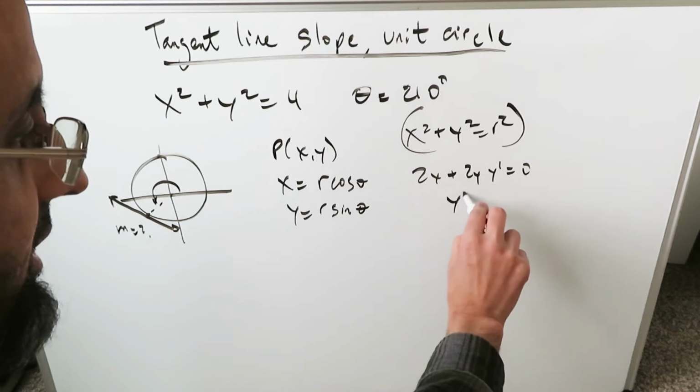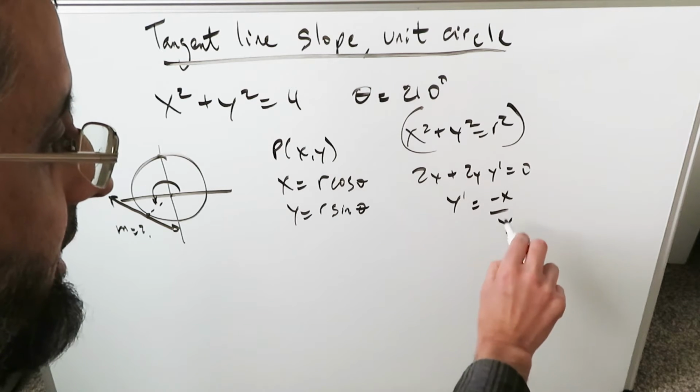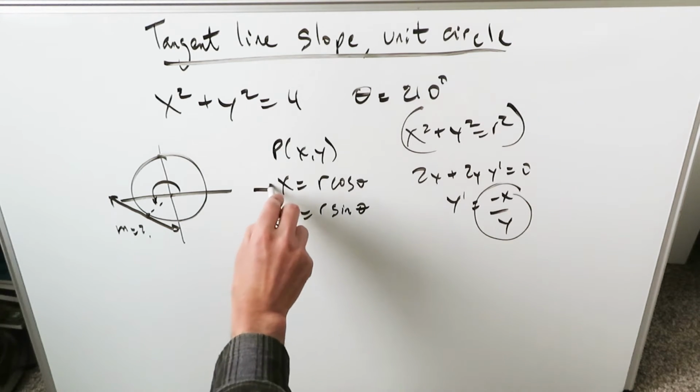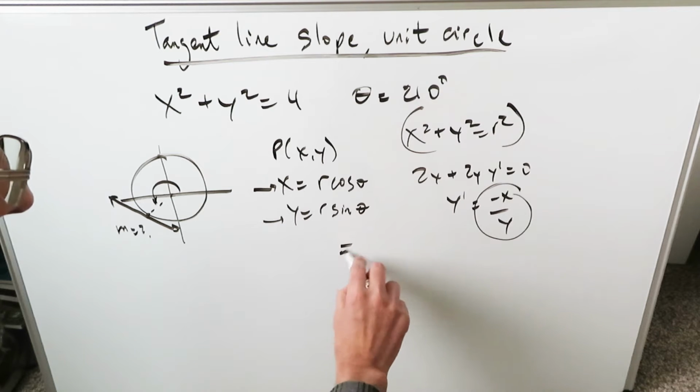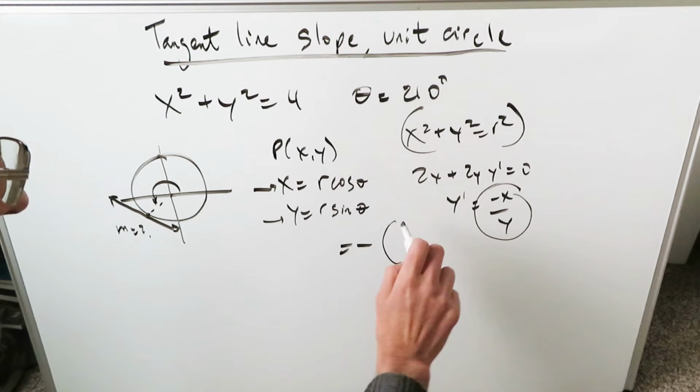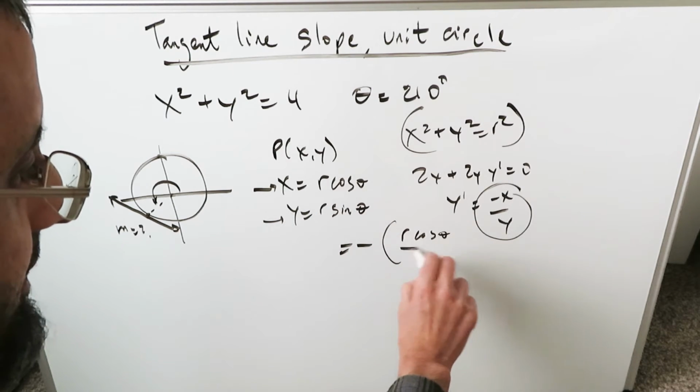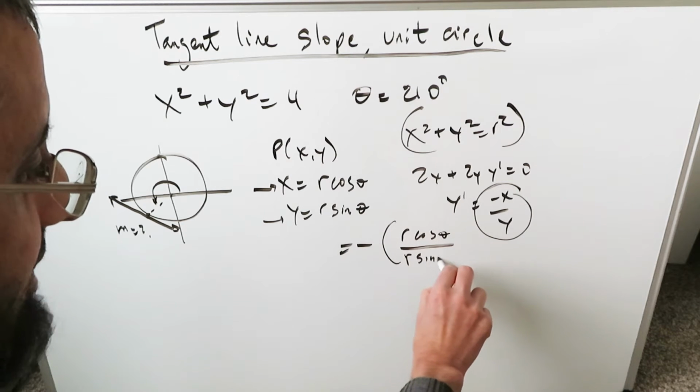You solve for that y prime and you get minus x over y. This is what you have. Now take these items and substitute them over here. What will you have? You'll have minus your x value, r cosine theta, divided by your y value, r sine theta.